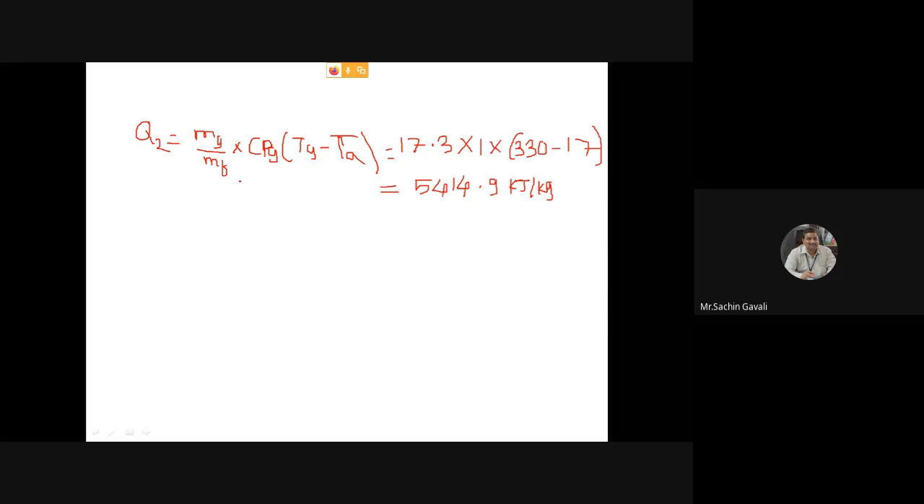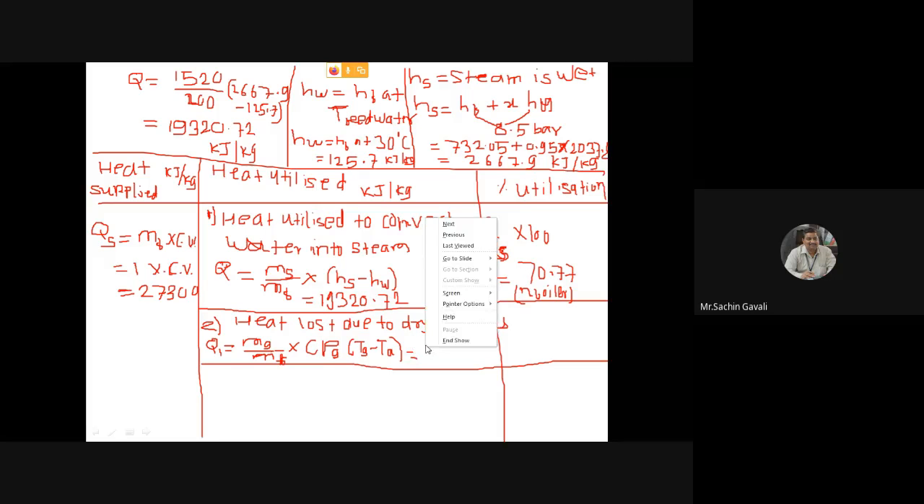So Q2 is equal to mg upon mf, already they have given, because in the utilized column we are drawing, we are taking all masses per kg of fuel. Therefore mg upon mf into cpg into bracket tg minus ta. Okay, and 5414.9. Everybody written this okay in our outside table, and now you will take in the table. What is value? 5414.9.